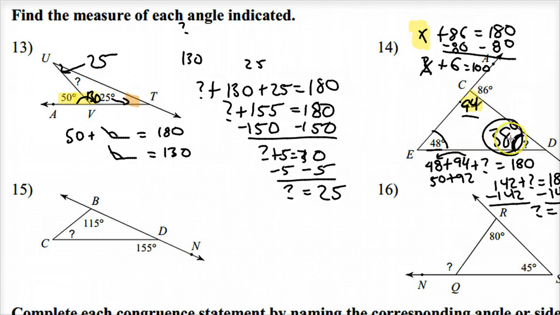Now, how could I check that? Well, if I add these three numbers together, they should add up to 180. And there we go. So inside a triangle, 180. Done.